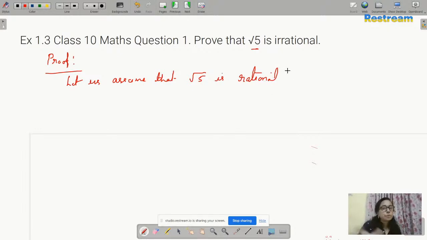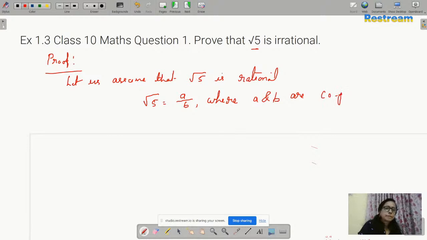So you know that if root 5 is rational, any rational number can be expressed in p by q form. So root 5 is equal to a by b, where a and b are co-prime numbers. Do you know why it is important to say a and b are co-prime numbers? You have to write this, otherwise you will not get the mark. Half a mark will be deducted from this whole theorem.